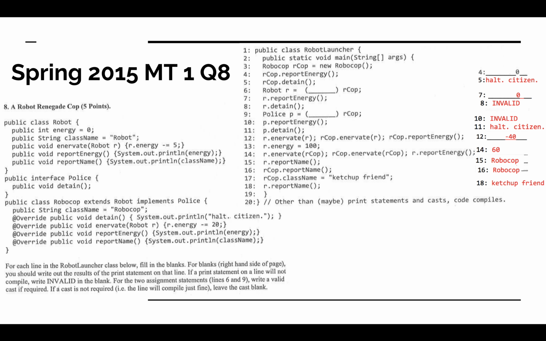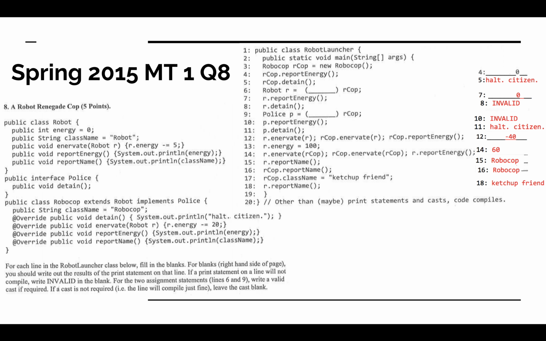It's the R and Robocop thing, I'm kind of confused. Like line 14. Okay, line 14. We can draw it out. So line 14, r.enervate(rcop). Before we do line 14, what is the energy?